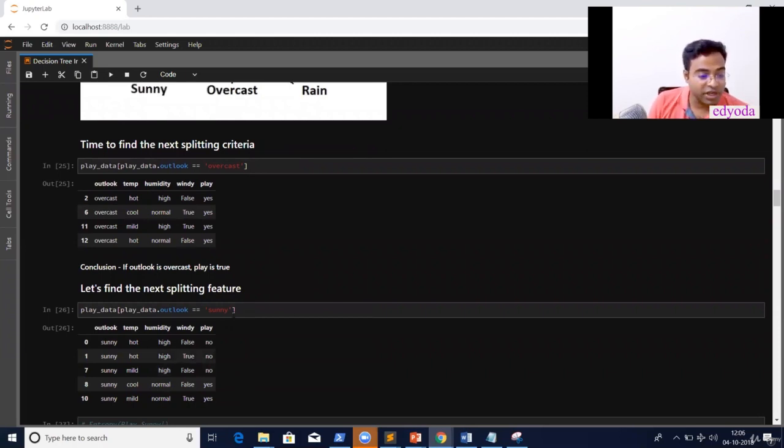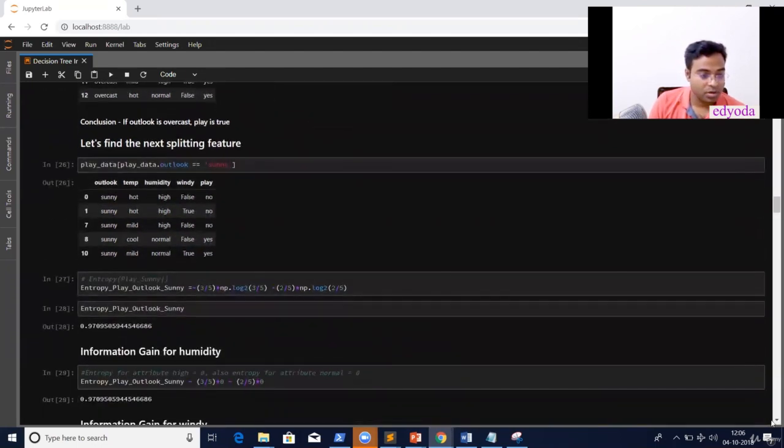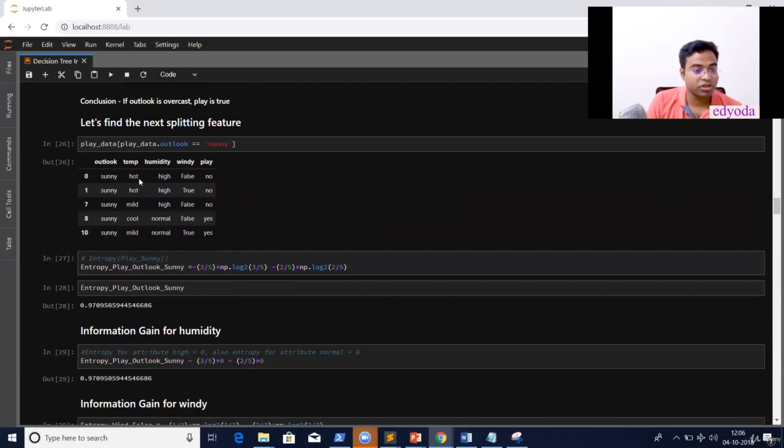Okay, so in case of sunny, we can see this is the data distribution, 3 no and 2 yes. Let's now branch more on sunny. Okay, so the entropy of the current data set is this, right? Entropy of the current data set is minus 3 by 5 into log of 3 by 5, and 2 by 5 for yes. So this is the value here, the entropy of the data set which has come to the sunny part.